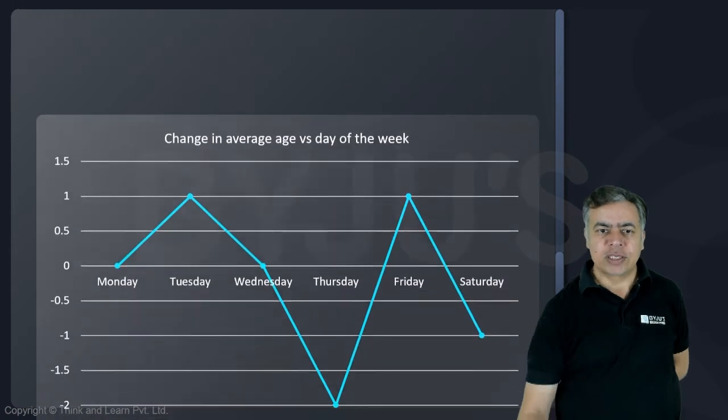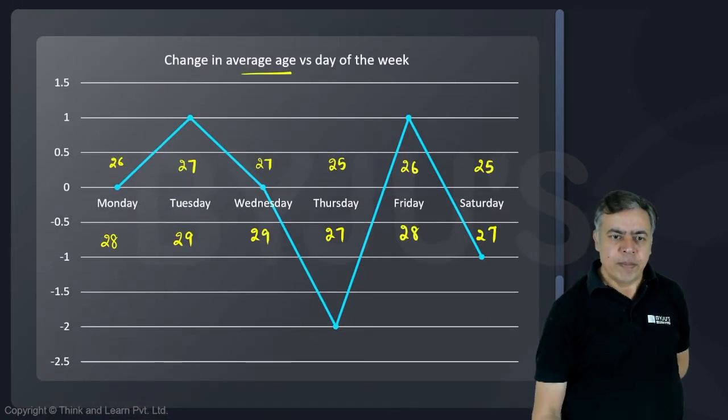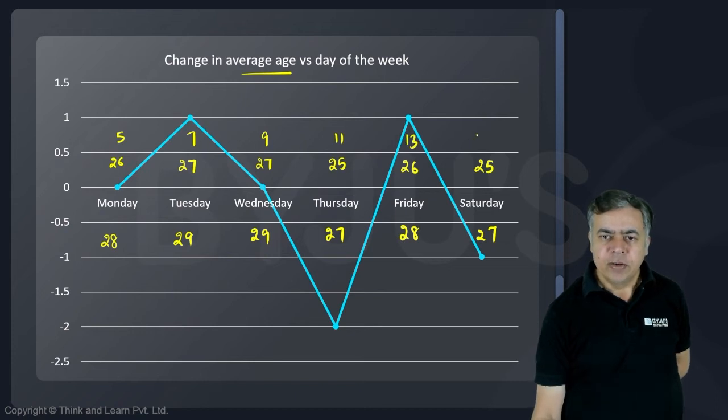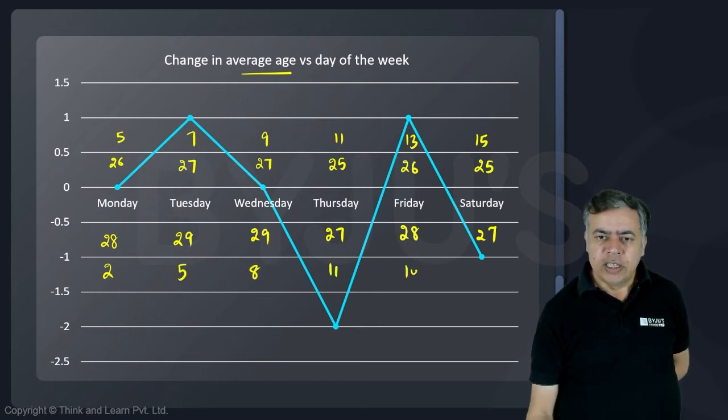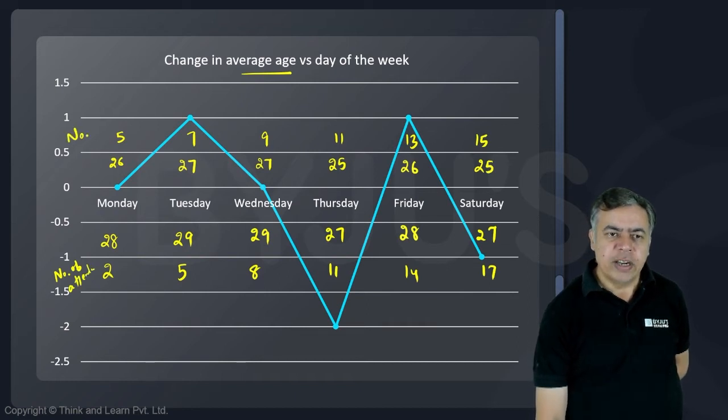Okay, so in the first case number of attendee are 5, 7, 9, 11, 13, 15. In the second case it is 2, 5, 8, 11, 14, 17. Okay, these are the number of attendee. Here also it is number of attendee, and this is the average age. So here also it is average age.